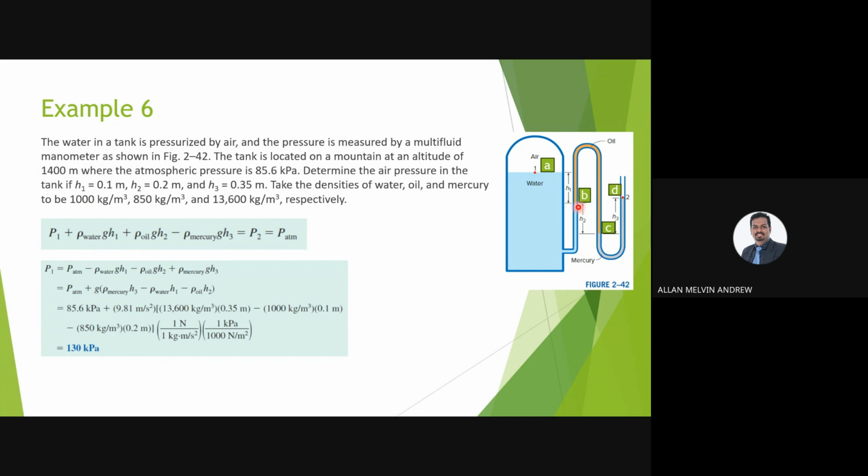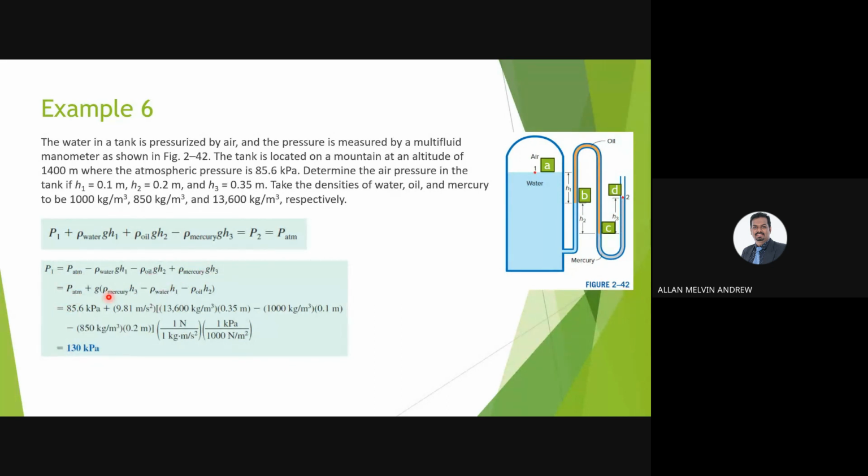Then we want to find from point B to point C. Here we have a different material, which is the oil. So the density of oil times gravity times H2. Okay, then from this point, we have the density of mercury times gravity times H3. Okay, so we already know all this. All these are equal to P2, and pressure at 2 equals atmospheric pressure. So you already got this. Then you rearrange, and you will get the formula like this.